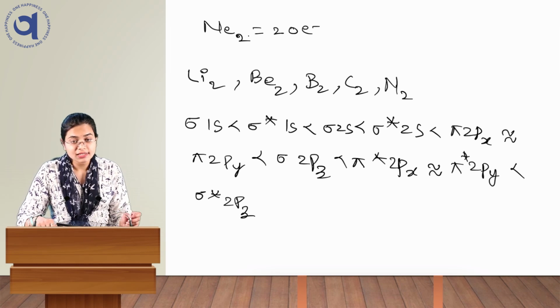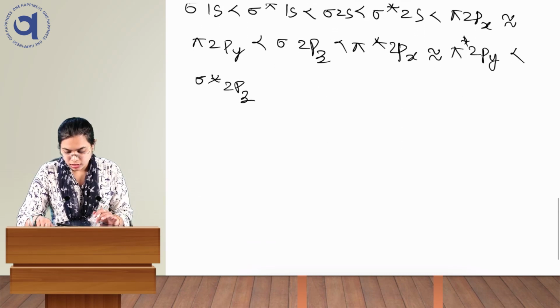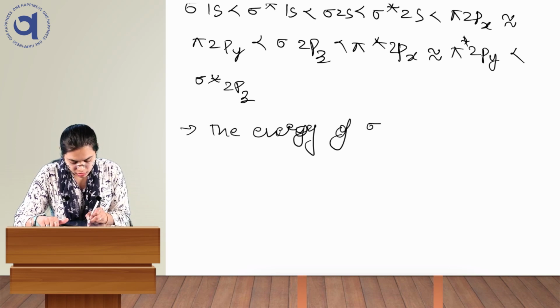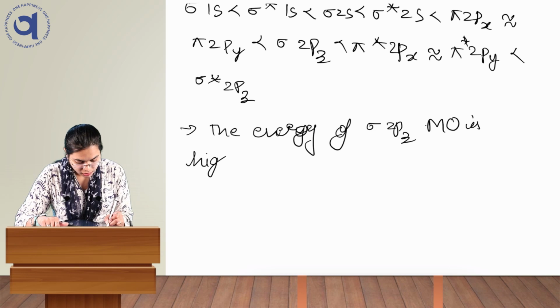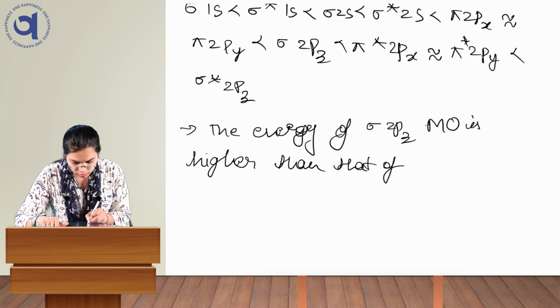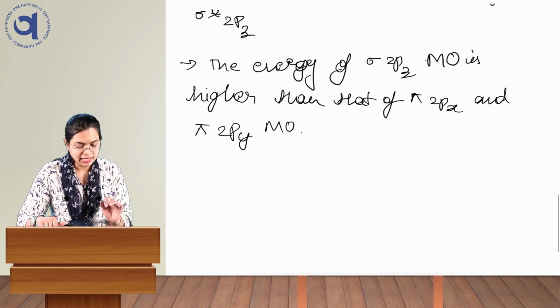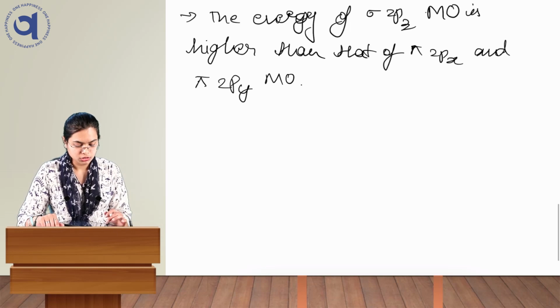The important characteristic feature which you have to see is that the energy of the sigma 2pz molecular orbital is higher than that of pi 2px and pi 2py molecular orbitals. So that is the main difference which you should note here. So that is it for this class. Thank you.